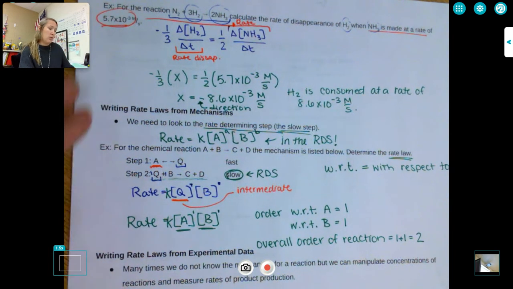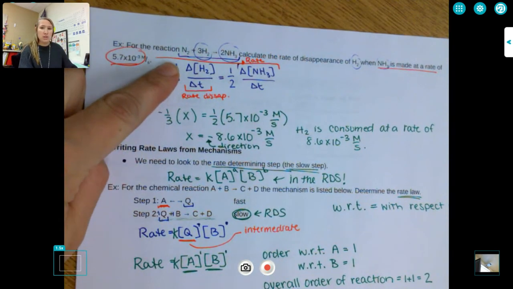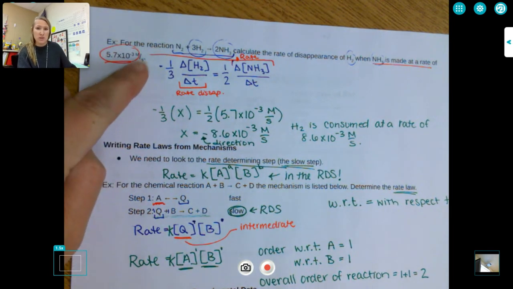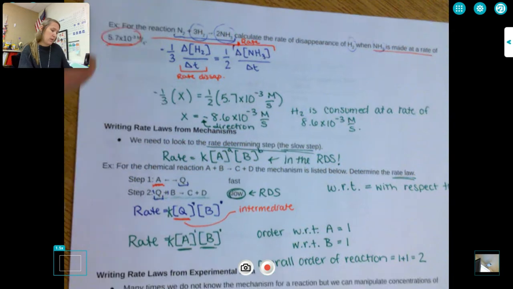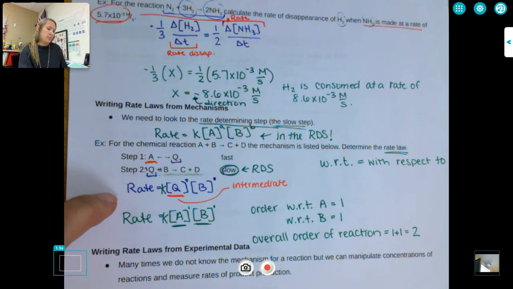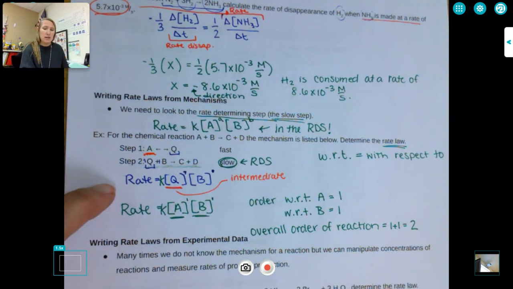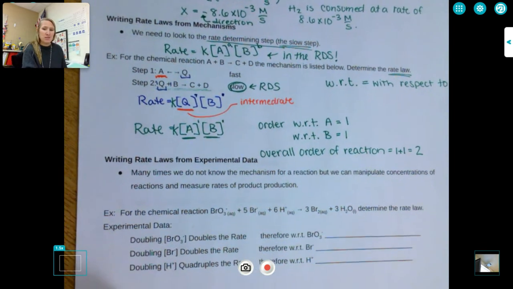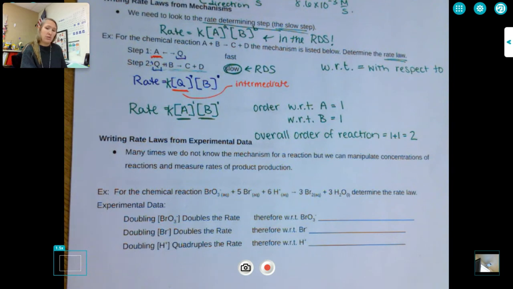So we now know, given a balanced chemical reaction, and we know about rate of appearance or disappearance of things, we can calculate rates. If we have our mechanism, we can calculate rates. But the stuff that we're going to see usually is experimental data. And there are two different ways that we can look at experimental data.